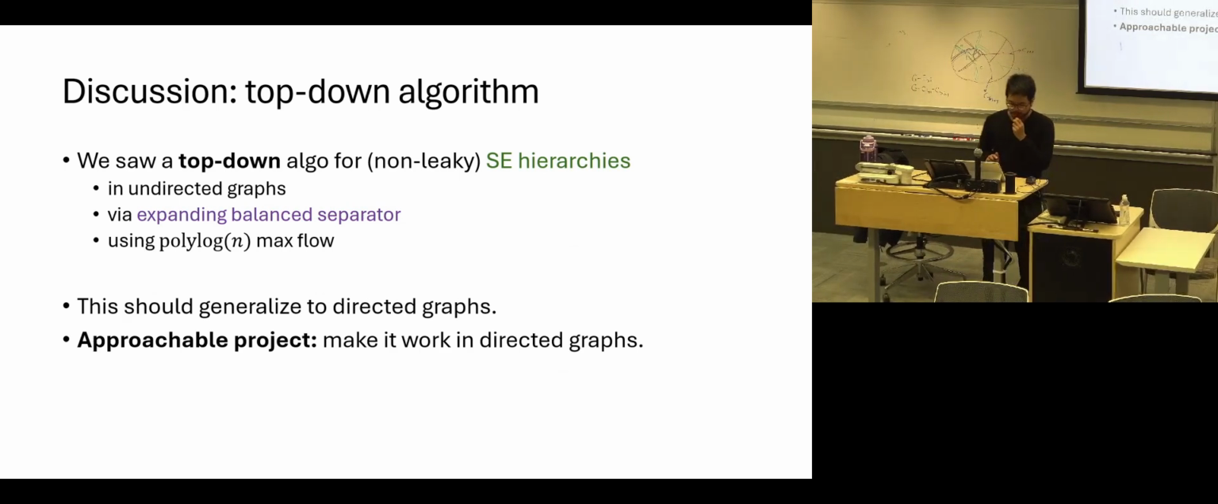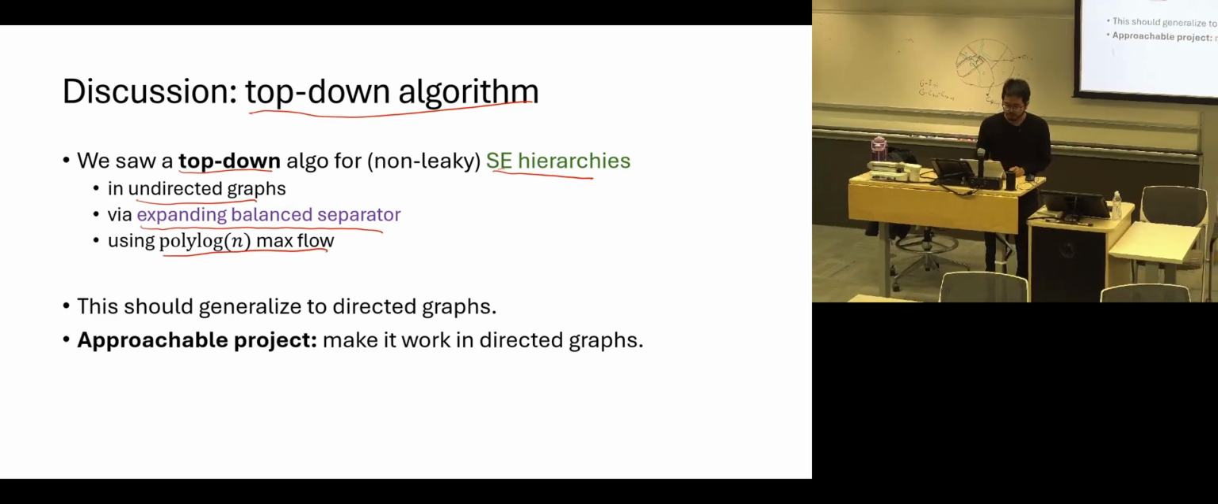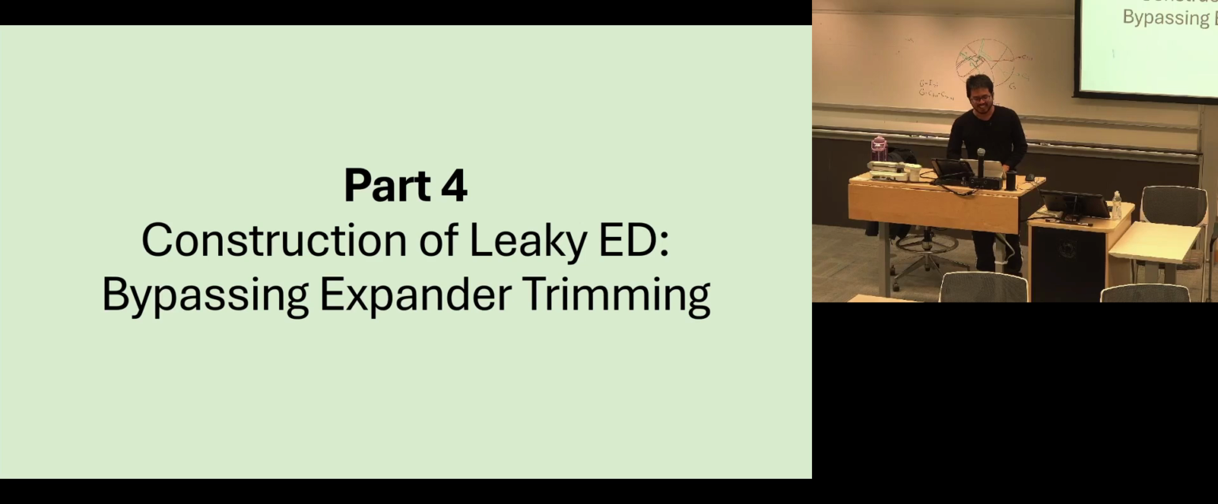Just some discussion for the top-down algorithm. You saw before how to build an SE hierarchy top-down in an undirected graph using an expanding balanced separator, and it just used polylog MaxFlow. This should generalize to the directed graph too. Right now, the state of the art is that no one did this yet, and I think you can do it for sure, using content from this course. So if you want some other project, you can, even after this course.